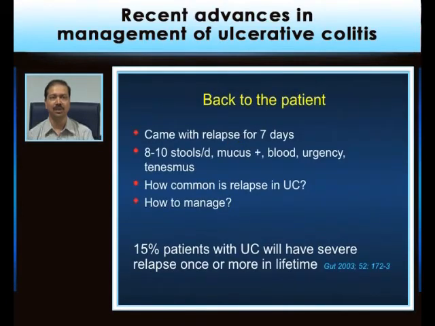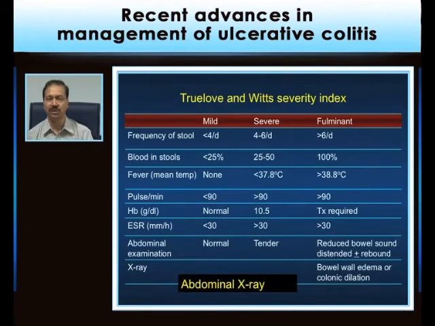Back to the patient. The patient came with relapse for 7 days, 8 to 10 stools per day with mucus, blood, urgency and tenesmus. Now my question is, how common is relapse in UC, and how to manage? 15% of patients with UC will have a severe relapse once or more in their lifetime, and the relapse severity is assessed by the Truelove and Witts Severity Index. Here is the Truelove and Witts Severity Index, which looks at frequency of stool, blood in the stool, fever, pulse, hemoglobin, ESR, abdominal examination and X-ray. The abdominal X-ray in this particular patient was normal.